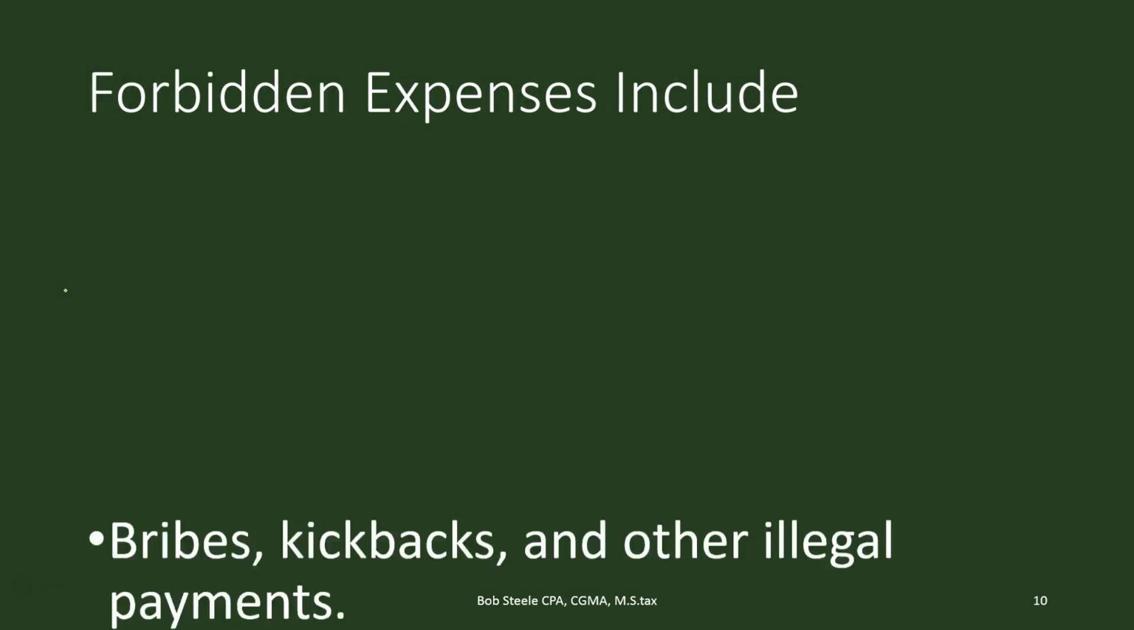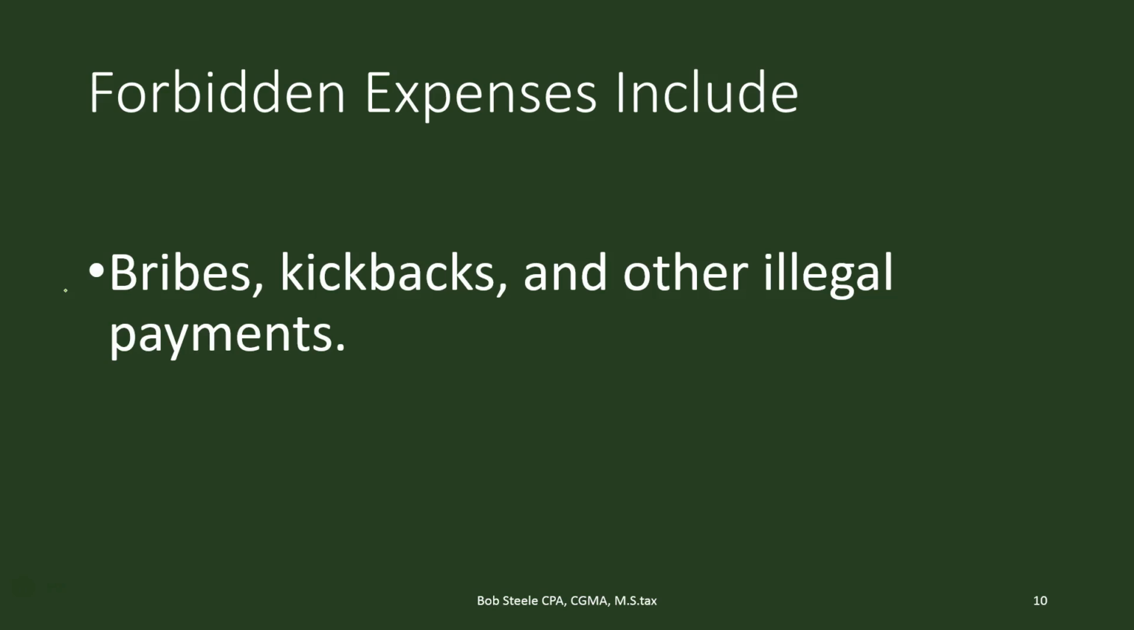So forbidden expenses include bribes, kickbacks, and other illegal payments. So of course, anything that is illegal in terms of an expense can't be included as an expense. Notice it's kind of on the income side. We already stated that if you had illegal income, you're required to report it and pay taxes on it. But the illegal expenses, you're not required to deduct. So there's kind of obviously that that kind of is there.